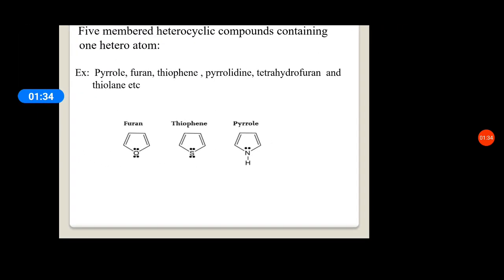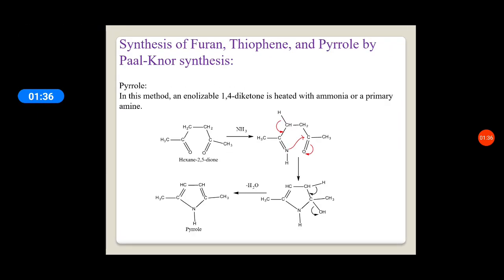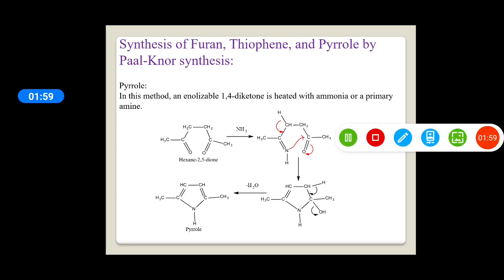The synthesis is from Paal-Knorr synthesis. Furan, thiophene and pyrrole are synthesized by Paal-Knorr synthesis. In this method, 1,4-diketone is used for the synthesis. So let us see the synthesis of pyrrole.